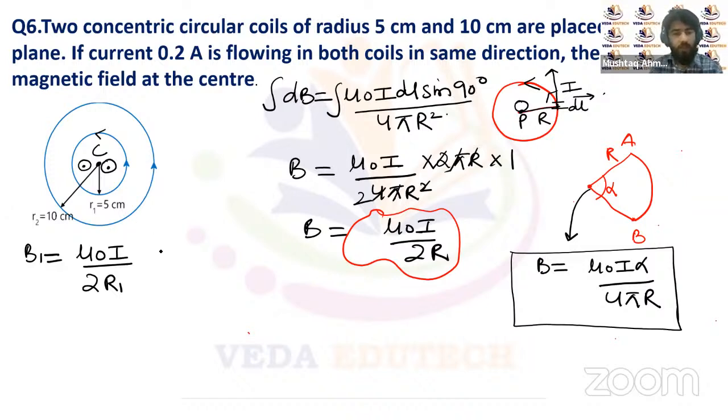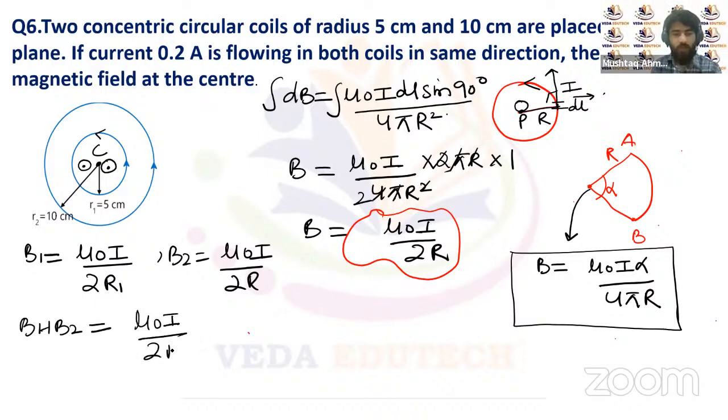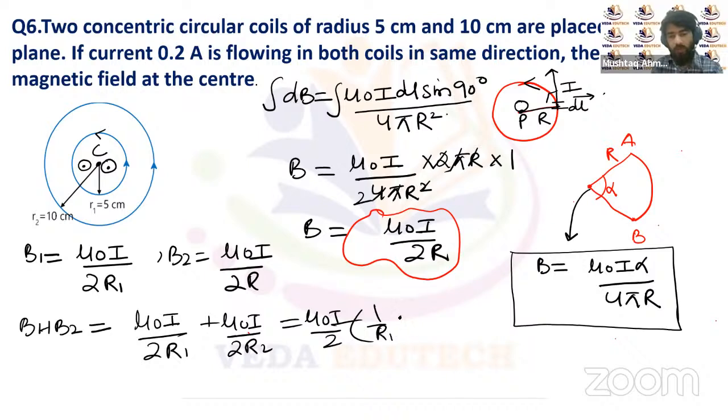Now, the second value of the magnetic field will be mu naught I upon 2 r2, the current is the same. So the net magnetic field here, since both the magnetic fields are along the same direction, will be B1 plus B2, that's mu naught I upon 2 R1 plus mu naught I upon 2 R2. Now taking mu naught I upon 2 as common, we are left with 1 upon R1 plus 1 upon R2.